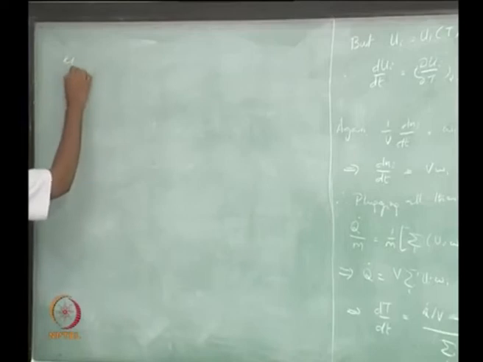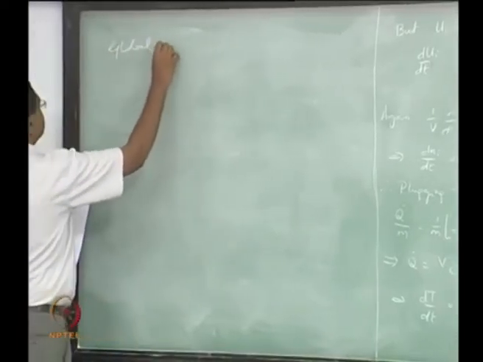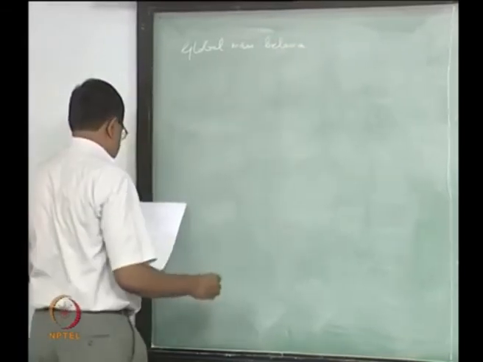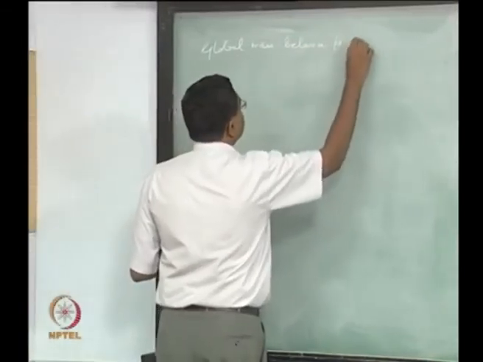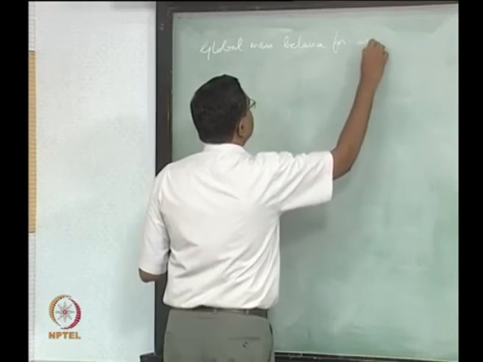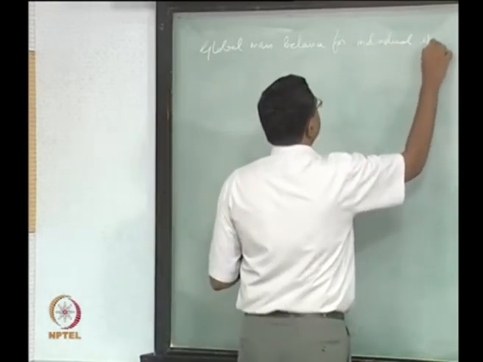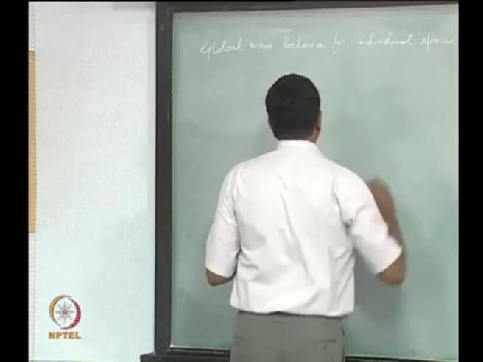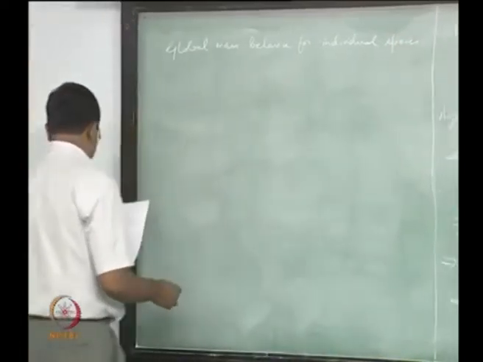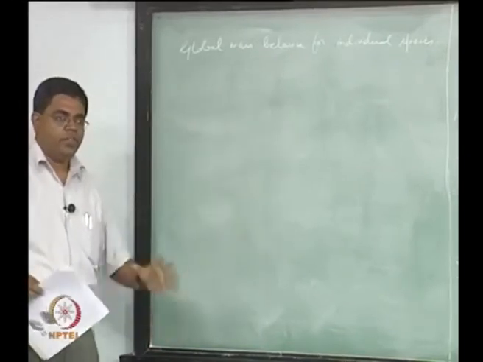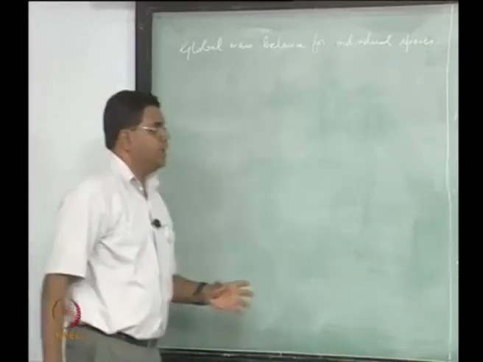So global balance for individual species. The reason why I am calling it global mass balance is we are not applying it to any particular point in this reactor. It's applied to the entire control volume.